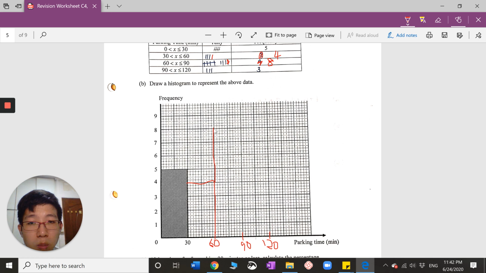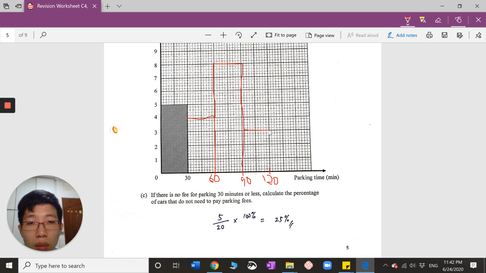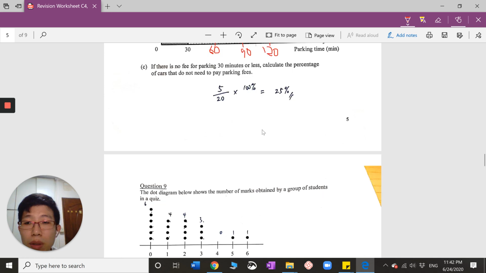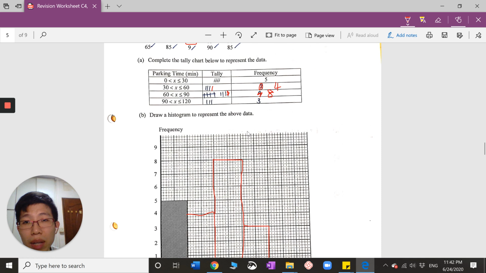So if there's no fee for parking 30 minutes or less, you need to calculate the percentage of cars that do not need to pay this parking fee. So what does it mean? It just means you need to find all the data that falls within the first class interval, that have a parking time of 0 to 30. So there are 5 of them. So I take 5 over 20, because 20 is the total number of cars, times 100%, which gives me 25%.